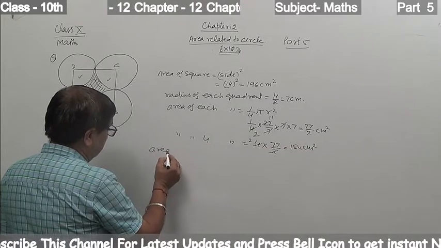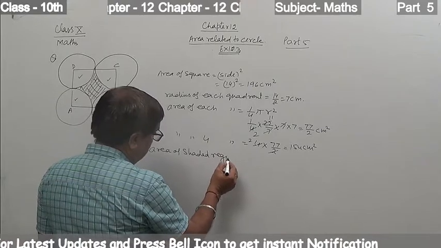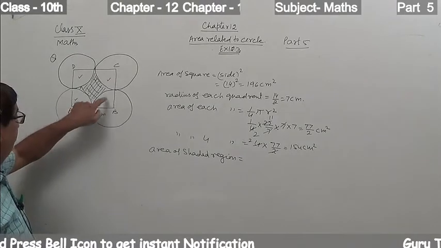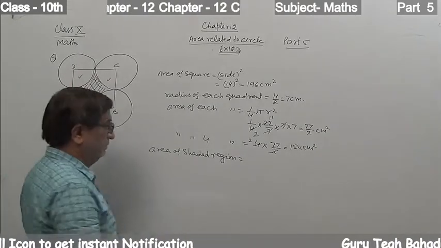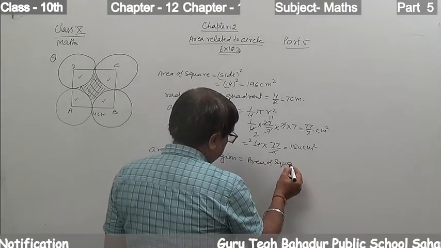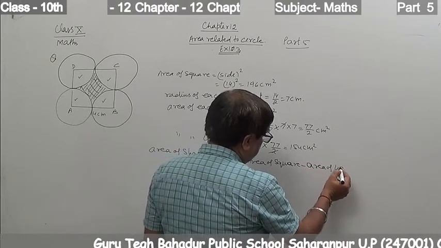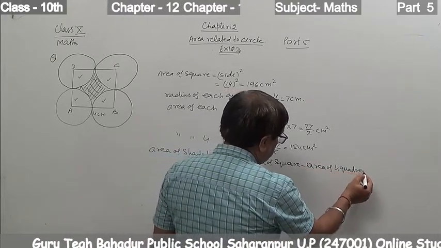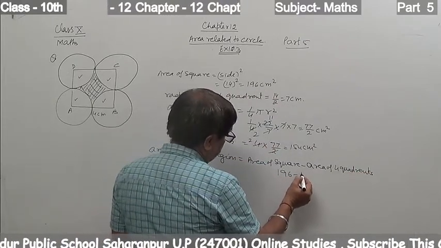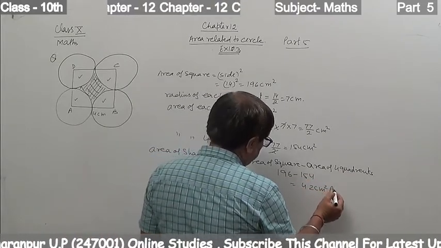Area of shaded region is, this is a square minus this is the 4 quadrant. Area of square minus area of 4 quadrants. So it is 196 minus 154, that is 42 centimeter square.